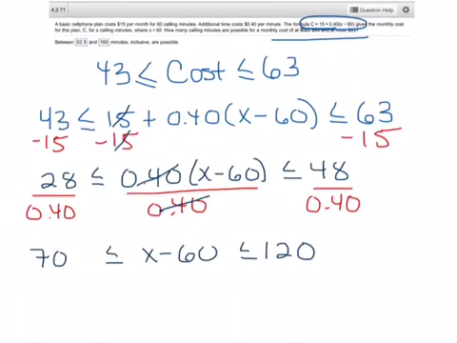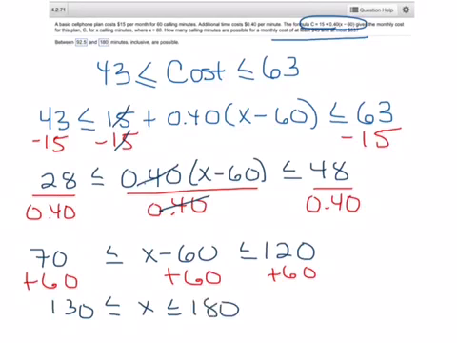All right. So now the last thing to do is to add 60 to all three sides. Plus 60, plus 60, plus 60. Okay, so our final inequality is 130 less than or equal to x, which is less than or equal to 180. And if we look back on the problem, x is the number of calling minutes. So we need to be calling between 130 minutes and 180 minutes.